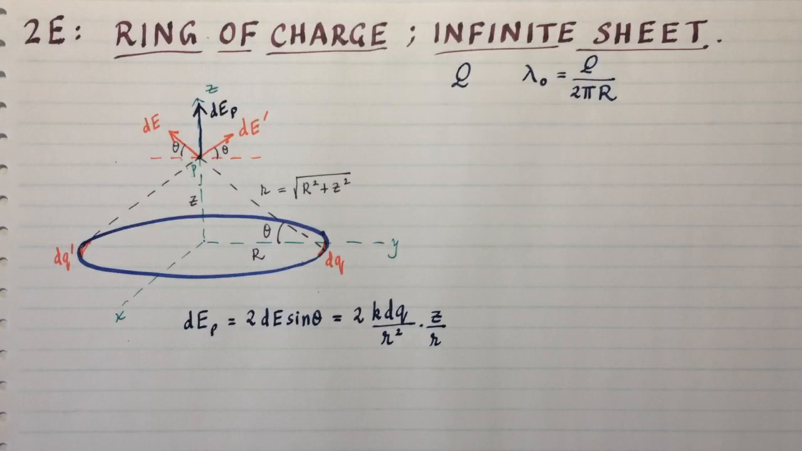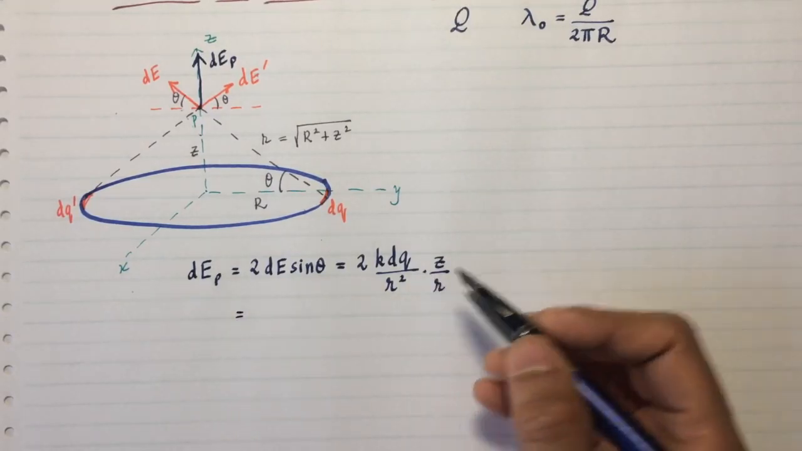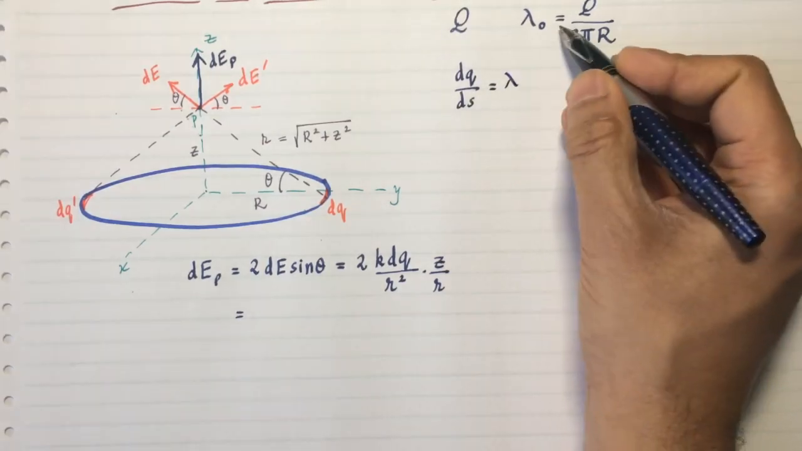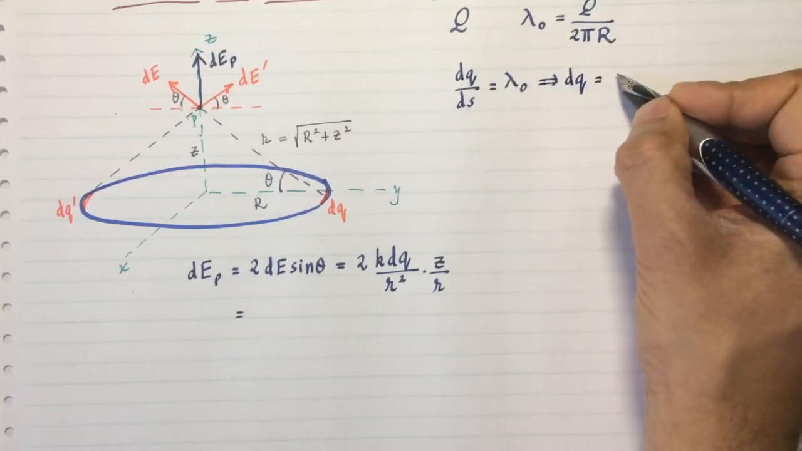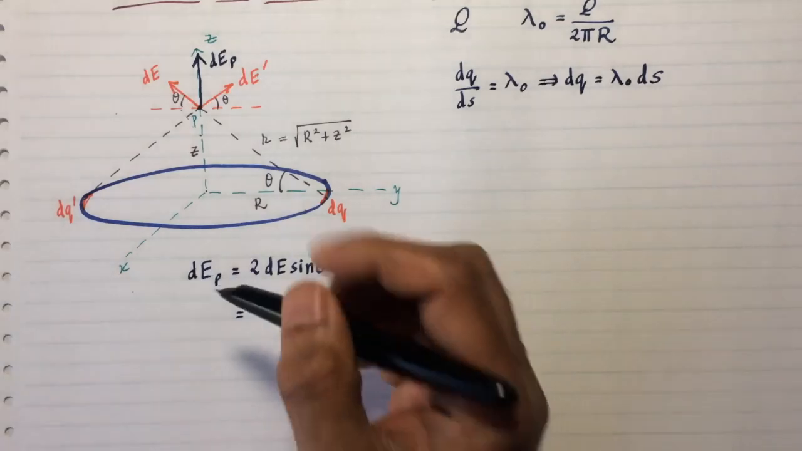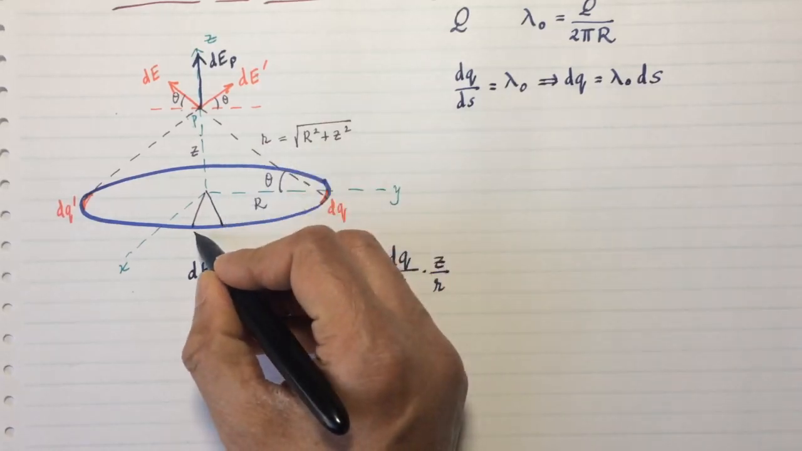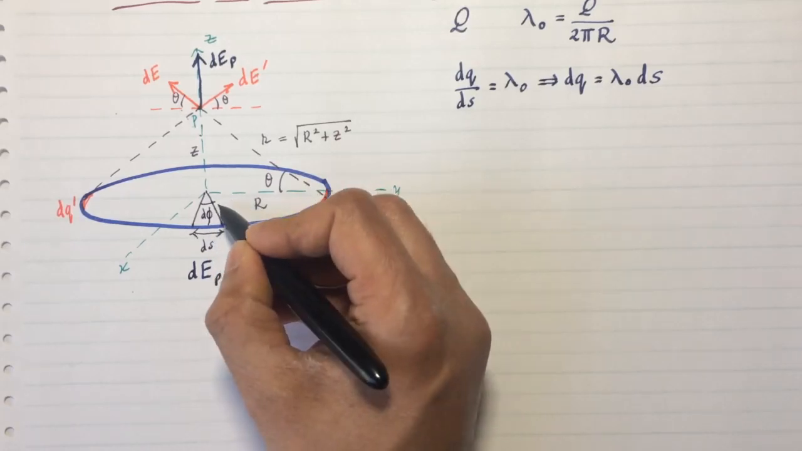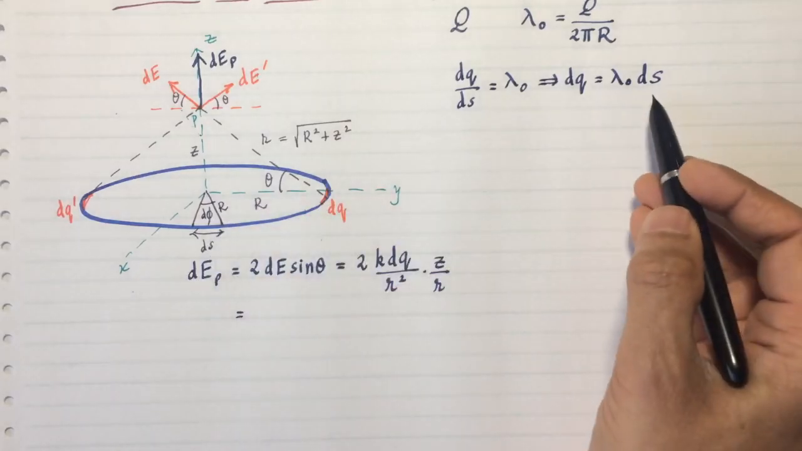So looks like everything is going really simply here. Let's put everything in. Now dq by ds is lambda, which in this case is lambda naught. So that tells me that dq is lambda naught times ds. Now we have to use the arc geometry. I've already used the variable theta, so I'm out of luck there. The arc geometry can be used with a different variable. I'm going to call this variable phi, d phi. So if you look at this arc of a circle, the relationship between ds and d phi is that ds equals r d phi.